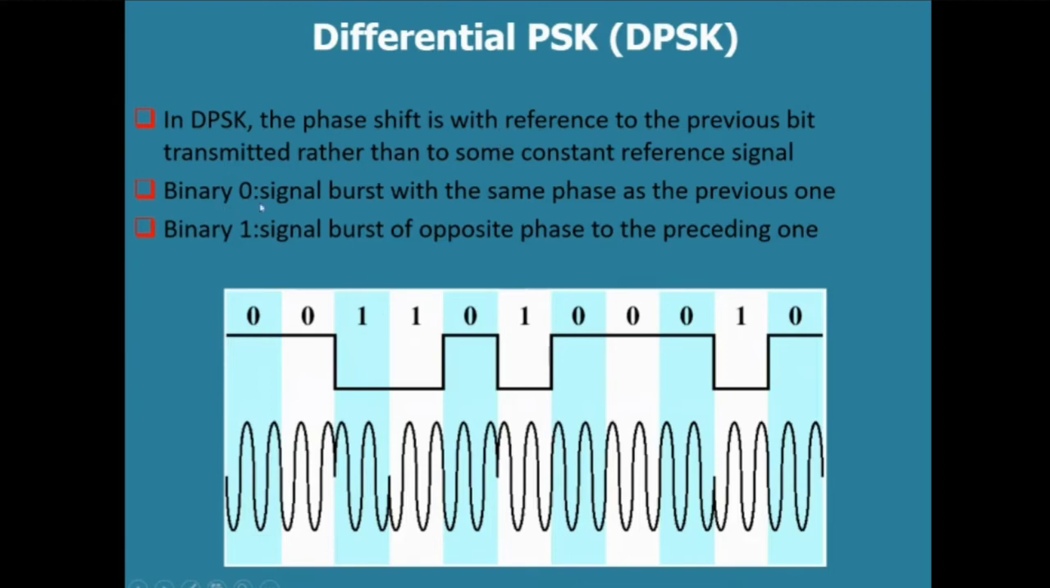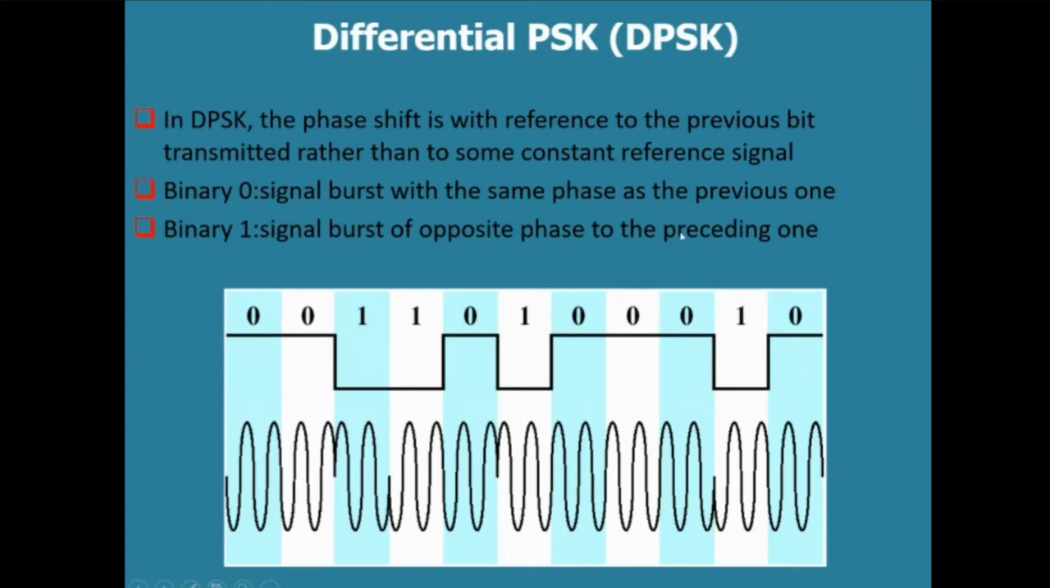For binary 0, the signal burst has the same phase as the previous one. So for binary 0, the same phase as the previous one. For binary 1, the signal burst has the opposite phase. So if the previous one has a 0-degree phase shift, then for binary 1 here, there is a 180-degree phase shift.